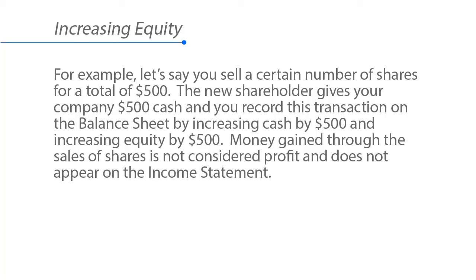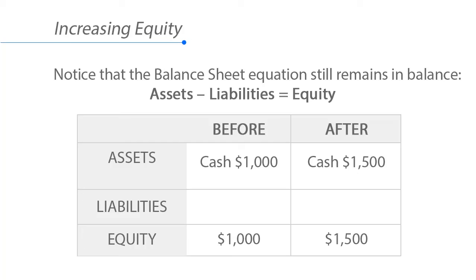Money gained through the sales of shares is not considered profit and does not appear on the income statement. It only appears on the balance sheet. Notice that the balance sheet equation still remains in balance. Assets minus liabilities equals equity. So before we had $1,000 in cash and $1,000 in equity. Afterwards, after selling the shares for $500, our cash has increased by that amount to $1,500, but so has our equity.